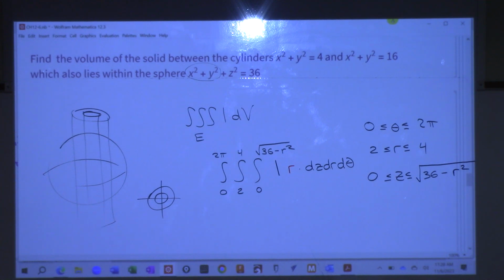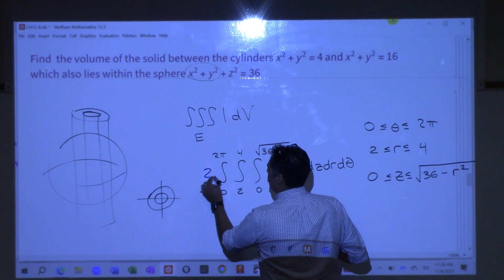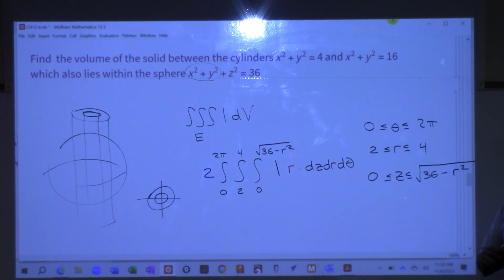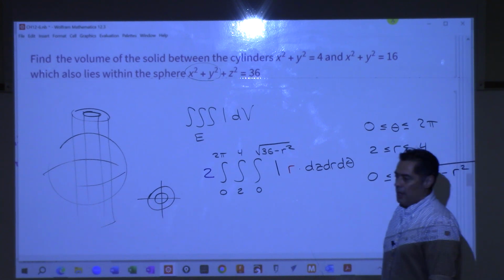All right, that's it. Oh, wait, hold on. 2. Right, because it was only the top half. That should be it. That should be the volume.